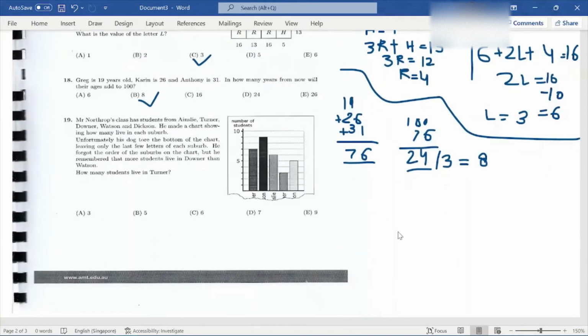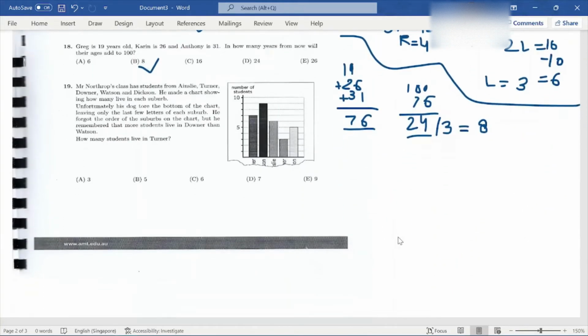Let's move on to the next question. Mr. Nortop's class has students from Ansel, I beg your pardon if I pronounce it incorrectly, Turner, Donner, Watson, and Jackson. He made a chart showing how many live in each suburb. Unfortunately, his dog tore the bottom of the chart that we can see here, leaving only the last few letters of each suburb. Yes, he forgot the order of the suburbs on the chart.